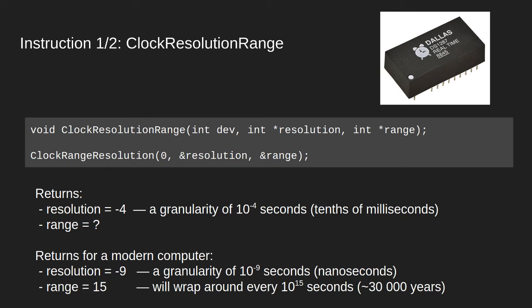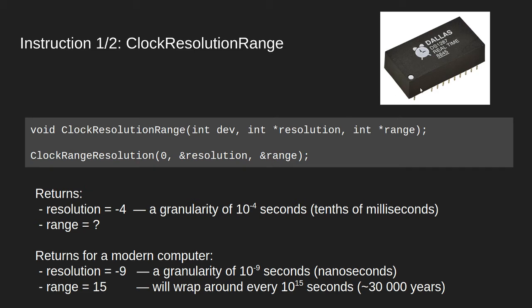Let's look at these two instructions. The first instruction is to get the clock resolution and range. This function takes a device number. We might have many different clock devices on our computer that have different configurations. Then we pass in two pointers, one pointer to return the resolution and one pointer to return the range. This is an example of calling it for device number 0. We pass in a pointer for the resolution and a pointer for the range.